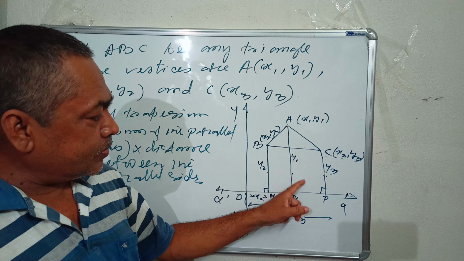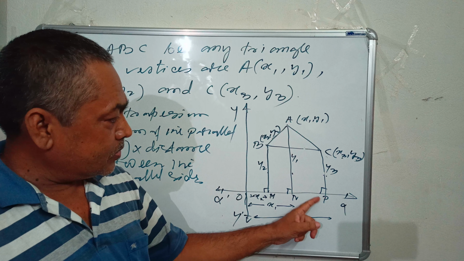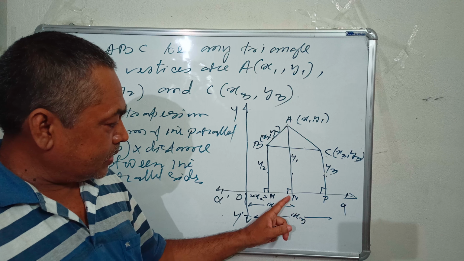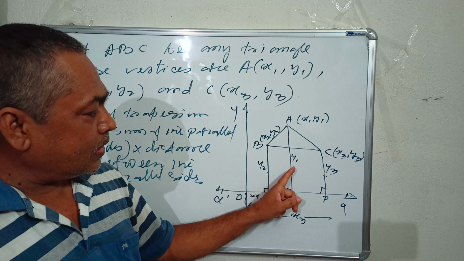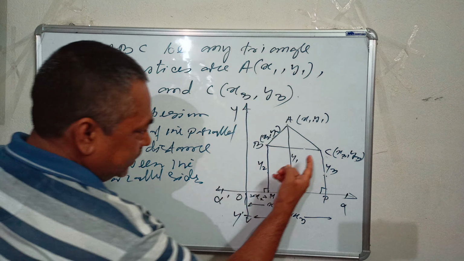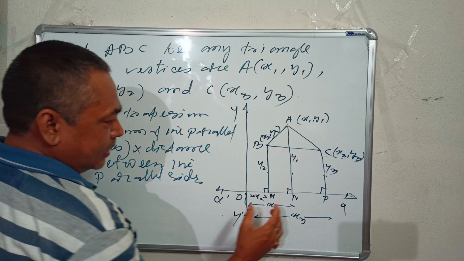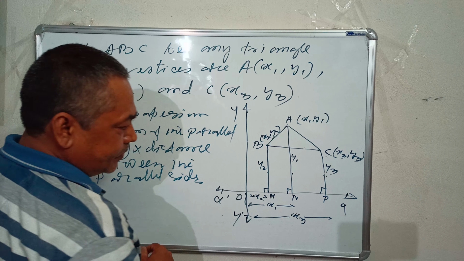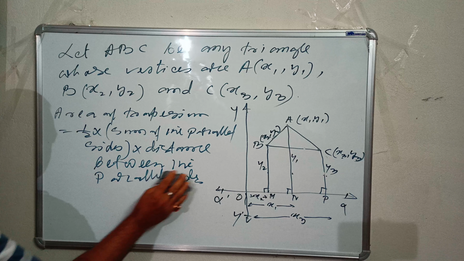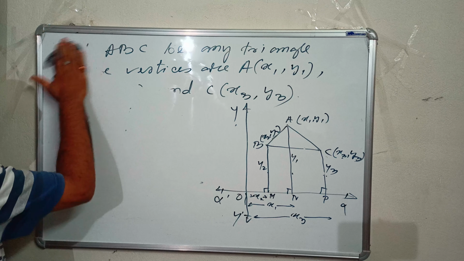For the area of this one, the distance from O to P is x3, so this distance PN is x3 minus x1, and the parallel sides are y1 and y3. And for this trapezium, the parallel sides are y2, y3, and the distance between them is PM, that means x3 minus x2. So in this manner we can get the area of triangle ABC.